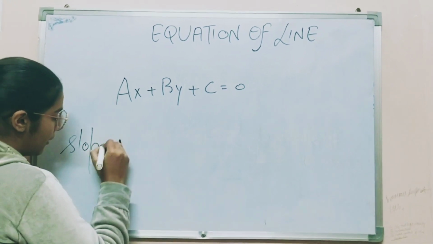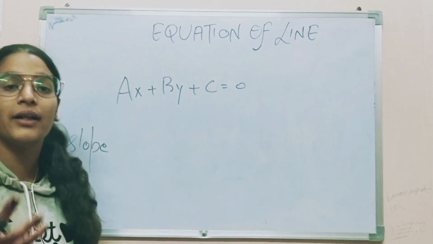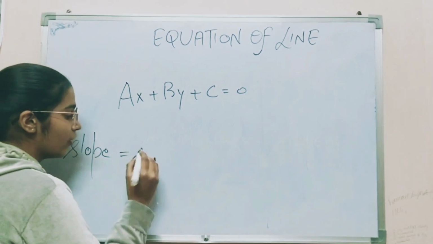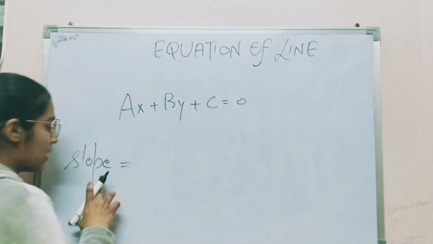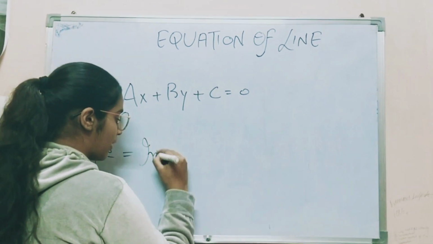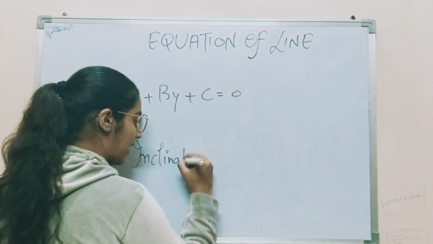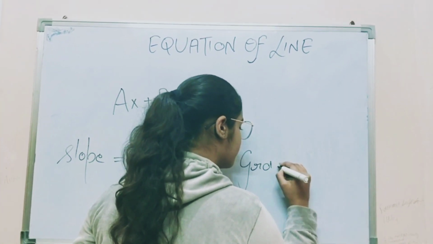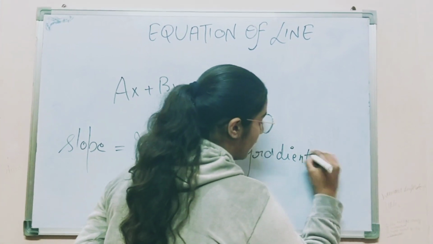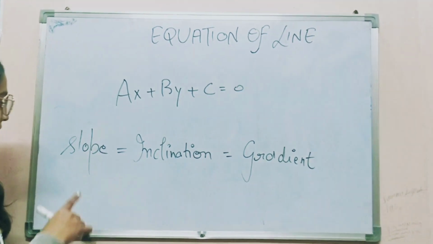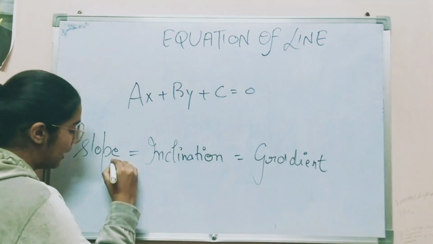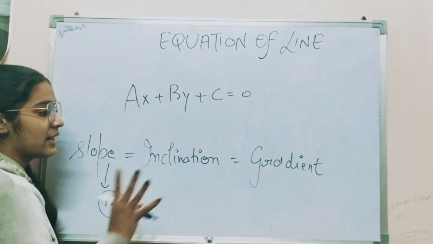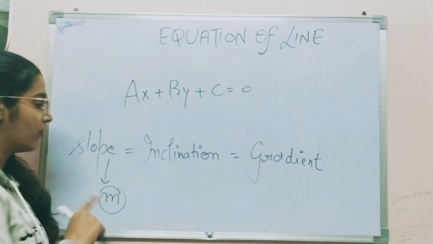Before telling you how to find the slope of a line, let me tell you what are the various names which are used for the slope. The alternative names which are given in the books. So, slope, it is also known as inclination of a line. Slope is also known as a gradient of a line. Now let me tell you that slope is denoted by the letter small m. So these are some alternative names which we use for the word slope.